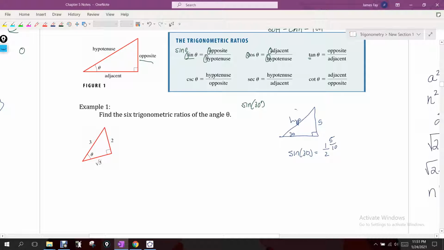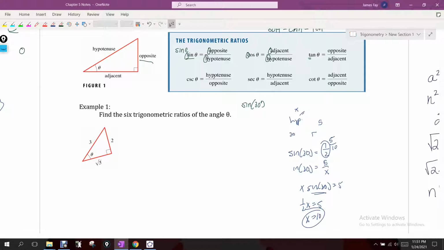And what that allows us to do is write it this way: sine of 30 is equal to 5 over x. Cross multiply, x sine of 30 equals 5. Now we know sine of 30 has to equal 1/2 always. So we get 1/2 x equals 5. How do I solve for x? Multiply by 2. x is 10, and now I know the length of my hypotenuse. So that's the benefit of knowing these ratios.